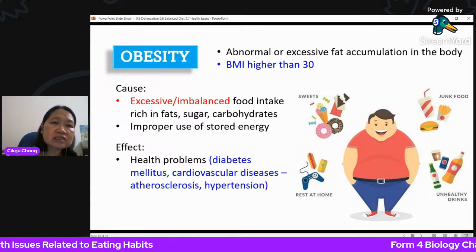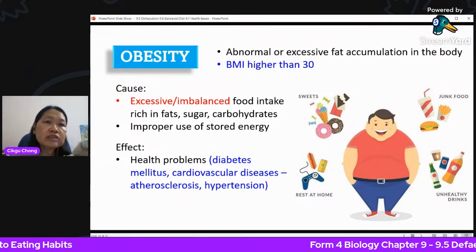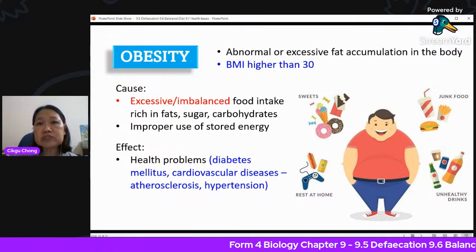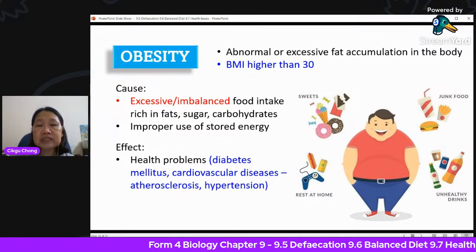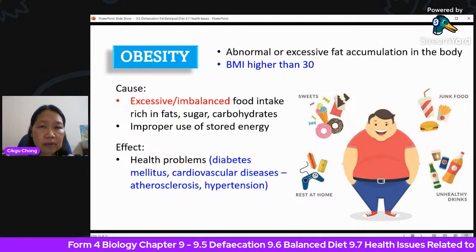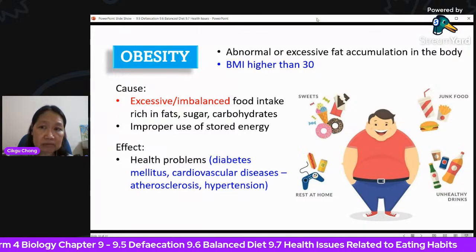So it decreases the flow and increases the pressure of the blood, which is bad for your heart. And you get hypertension, the pressure is high, your blood pressure becomes high.